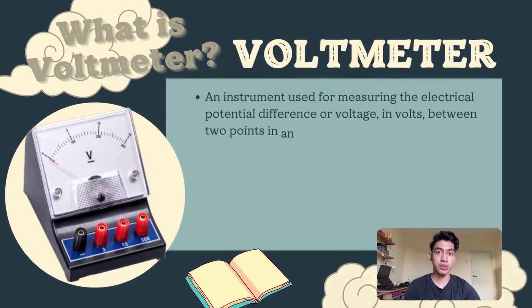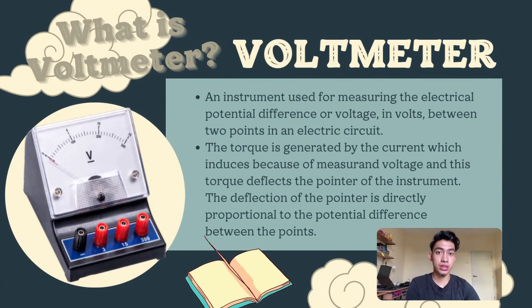Voltmeter is an instrument used for measuring the electrical potential difference or voltage in volts between the 2 points in an electric circuit. It works on the principle that the torque is generated by the current which is induced because of the measuring voltage, and this torque deflects the pointer of the instrument. The deflection of the pointer is directly proportional to the potential difference between the 2 points. The voltmeter is always connected in parallel with the circuit.